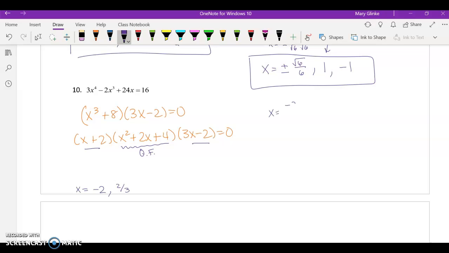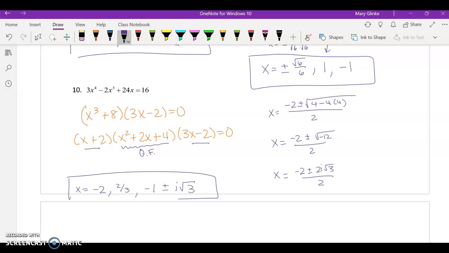So we're going to do x equals -b plus or minus the square root of b squared minus 4ac all over 2a. I'm going to get -2 plus or minus the square root of -12, which becomes 2i root 3. And so that gives us a final answer of -1 plus and minus i root 3. Again, we have 1, 2, 3, 4 answers with a degree of 4, so that ends up working out.